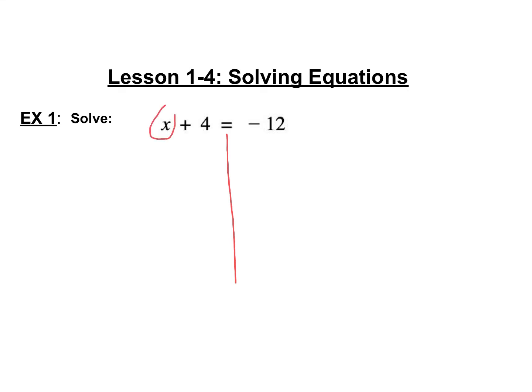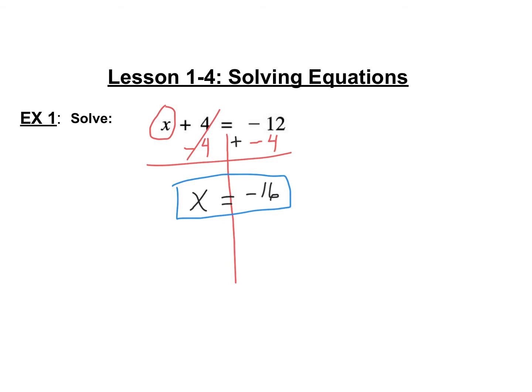X is the star of our show, so I'm going to circle it. And then that means I want to get rid of a plus 4. So the opposite of adding 4 is subtracting 4. And so my 4's are going to cancel, and I'm left with an x on the left, and a negative 12 plus, because technically I'm adding that negative 4 to it, gives you a negative 16. And so here's our answer.